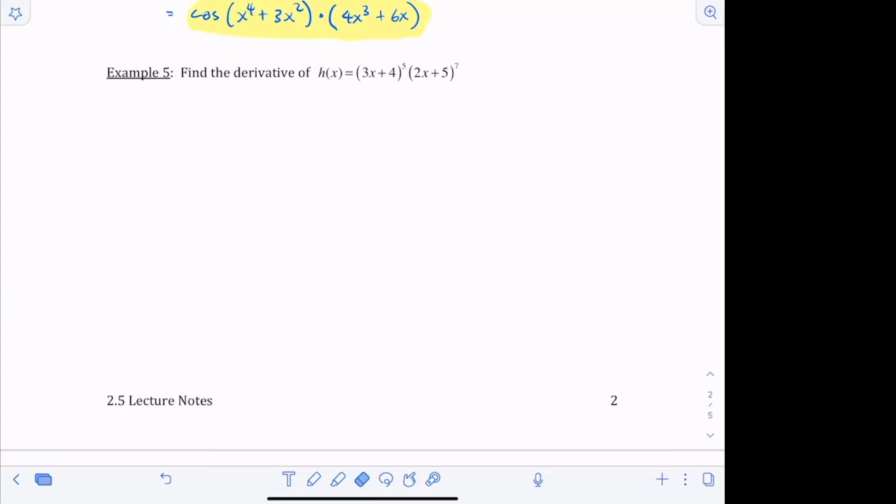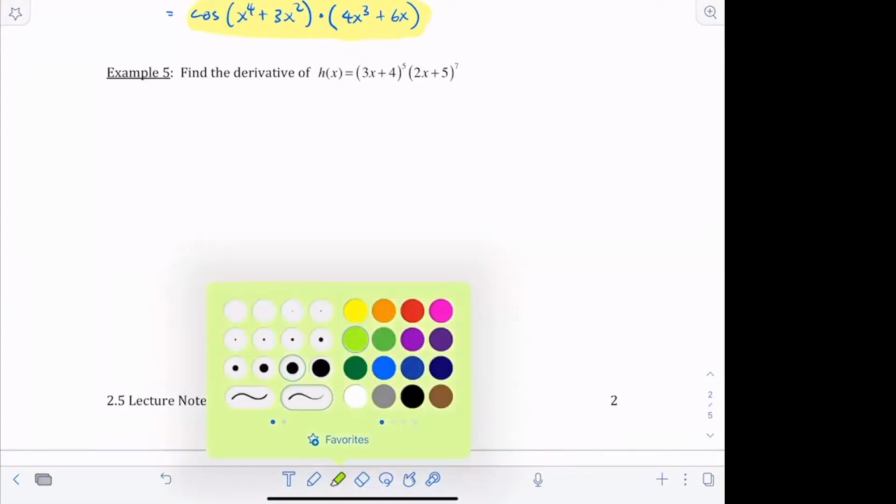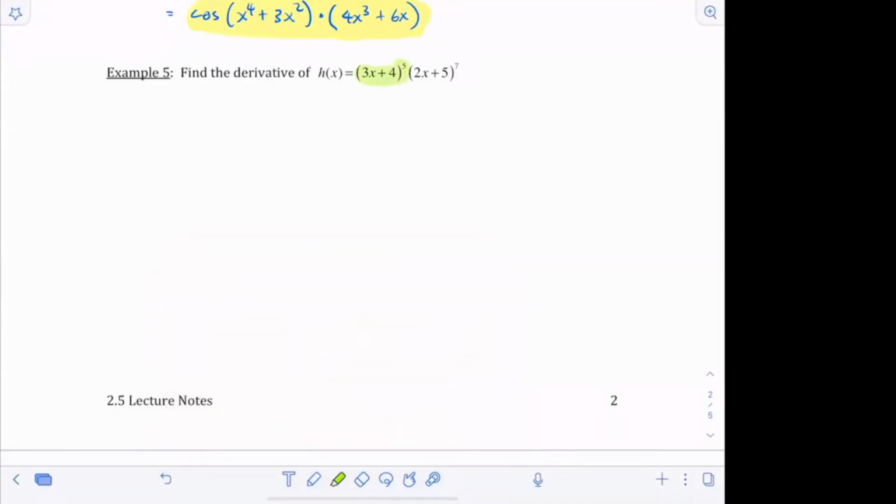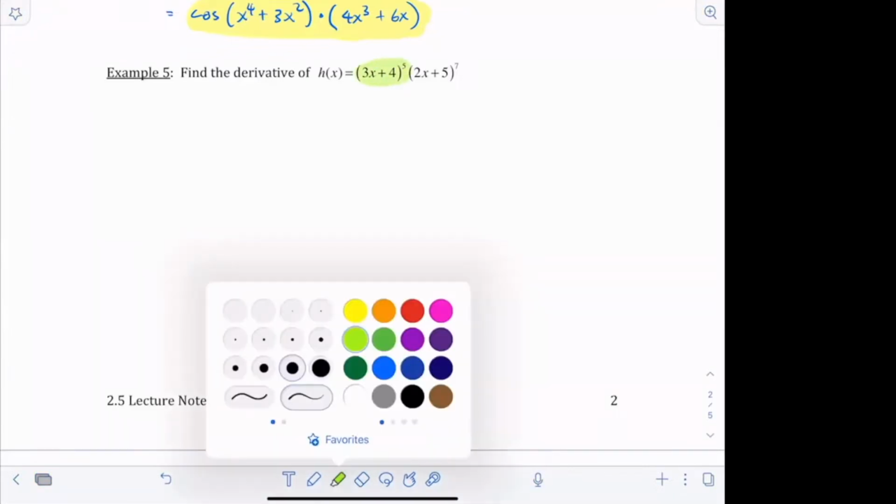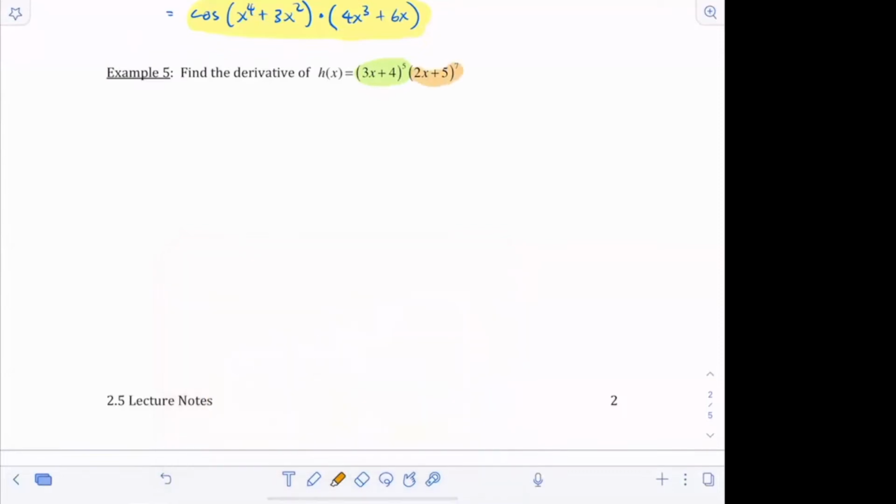Yes, this is correct. Product rule. So the outside function is this whole thing, including the 5th power, and the inside function is this whole thing here.